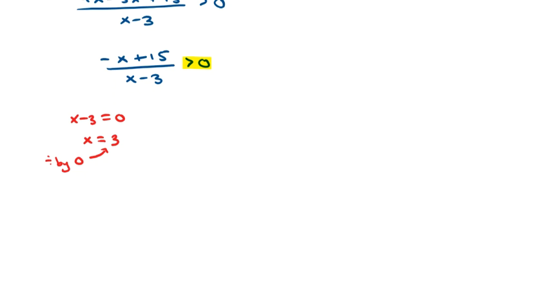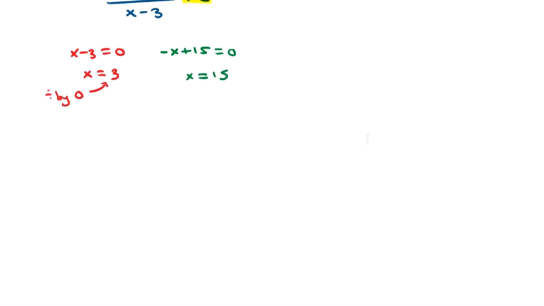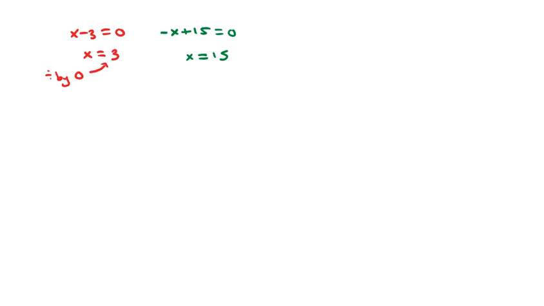What you want to do next is set the numerator equal to 0 and solve for x. So in other words, negative x plus 15 equals 0. And when you solve for x, you get x equals positive 15. So having these two numbers allows us to break up the number line into 3 different regions. And we'll test a value from each region to figure out which values of x make the fraction positive and which make it negative, and so on and so forth.